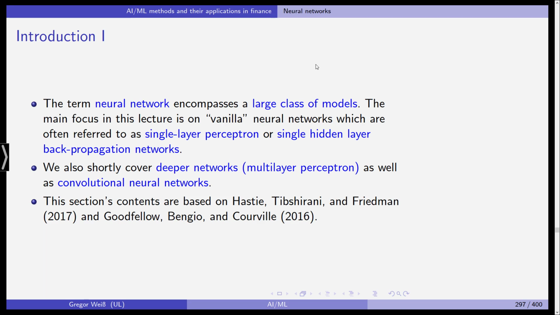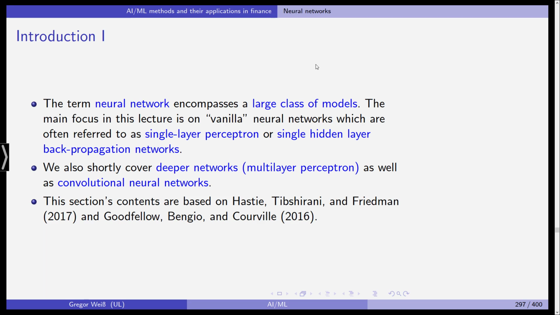We're going to look at the single layer perceptron, or the single hidden layer backpropagation network. It's usually just referred to as the single layer perceptron. This is a very plain vanilla neural network. There are more complicated, more complex ones. We will also shortly cover deeper networks, so-called multi-layer perceptrons, or MLPs. And after having seen regression and classification trees, you're probably understanding what is meant with deeper networks and deeper models. And the same happens here with neural networks.